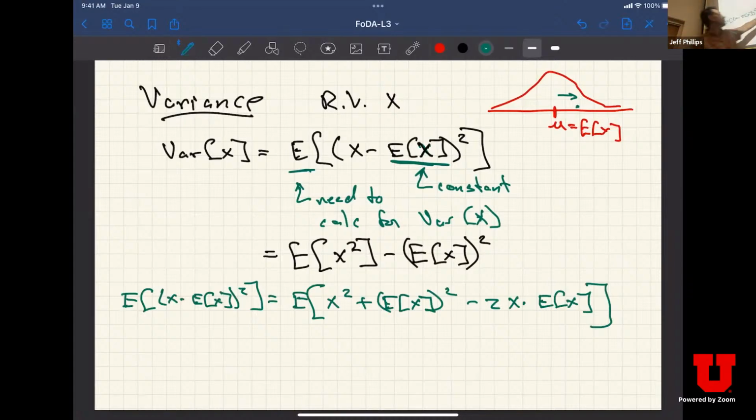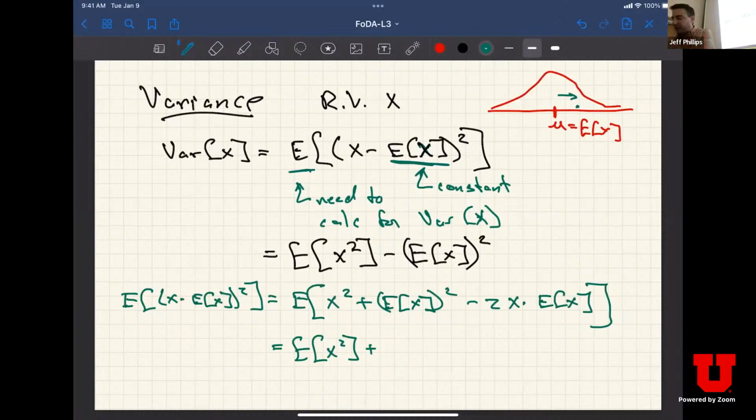Now I can push this X through, now I've got sums and minus signs, so I can push the expected value into different parts. I get the expected value of X squared, that's the first term. What's the expected value of this? Well, the expected value of X is a fixed constant, and I square that fixed constant. So the expectation doesn't do anything on that.